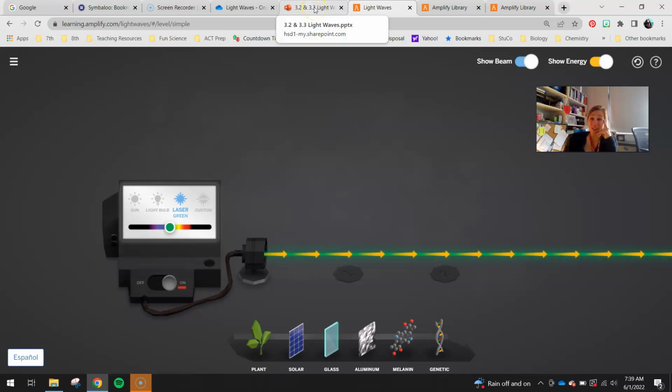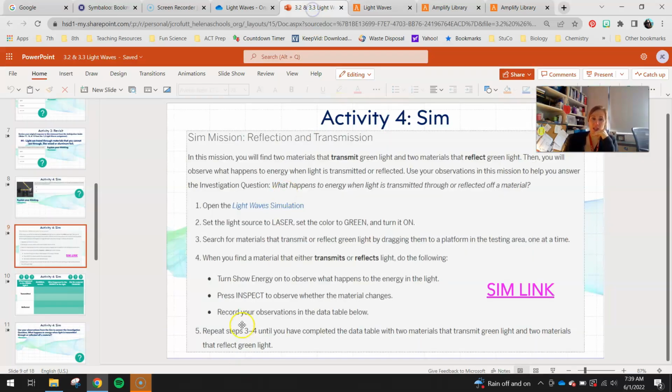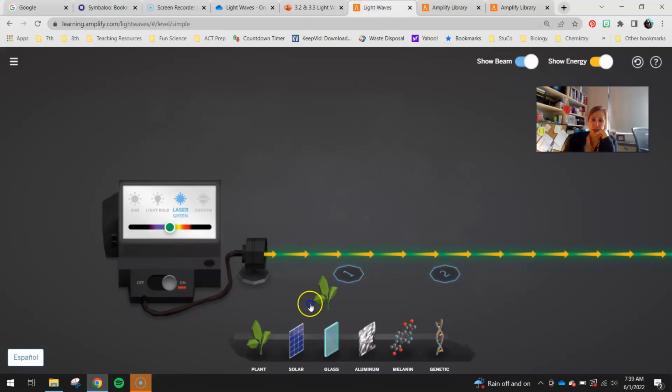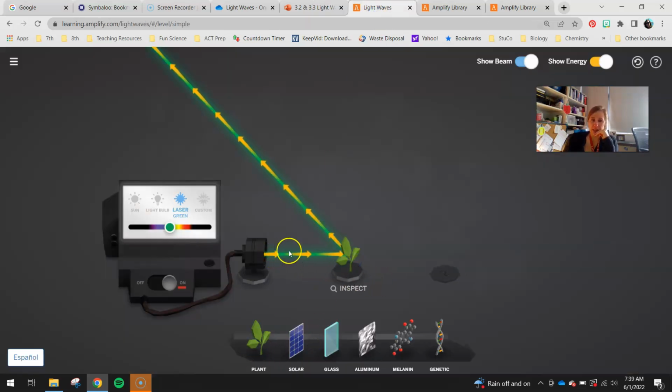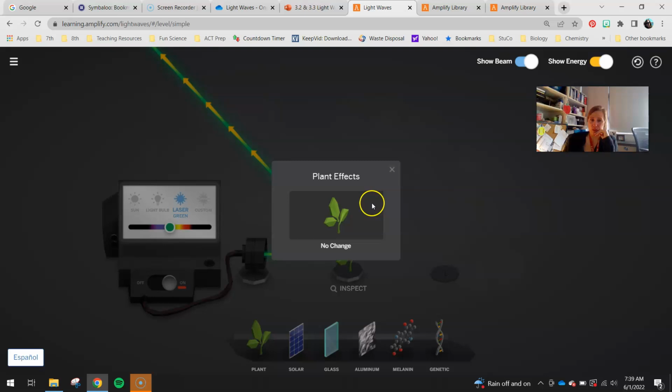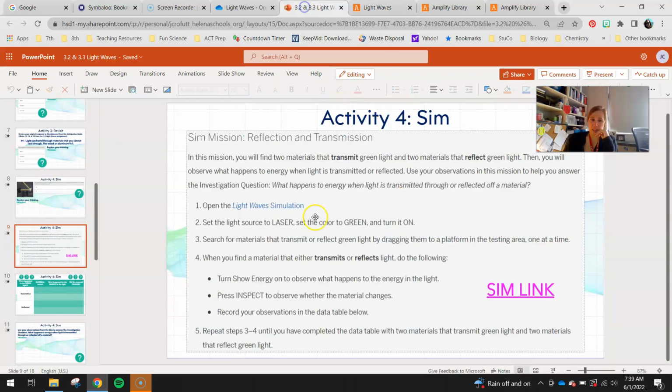Remember that when light is absorbed by an object, that energy is transferred into that object. So what happens when that energy is reflected or transmitted? What happens to the energy? Pay attention to those yellow arrows. Press inspect to observe whether the material changes. So if I test out a plant, I see the light's hitting it and reflecting off. The energy's not going into the plant, so there's no change here. Make sure you pay attention to that.